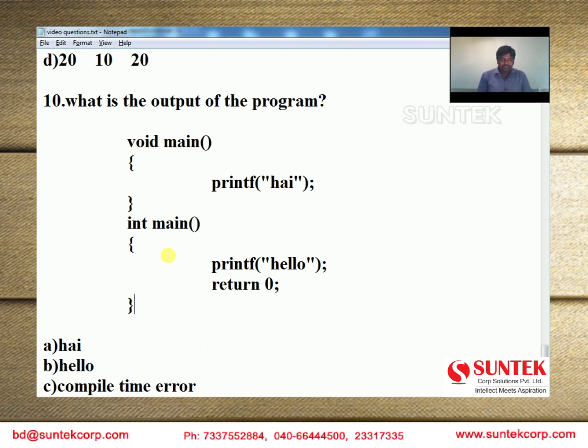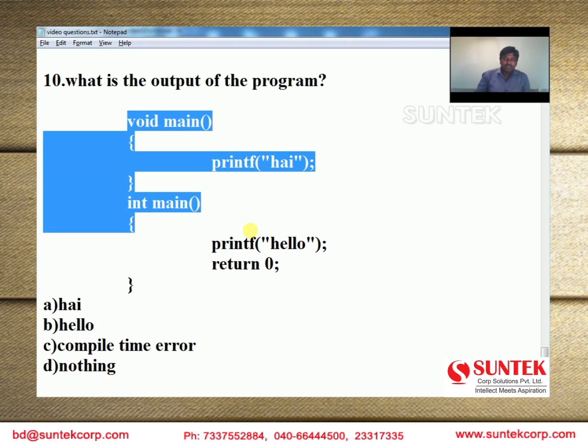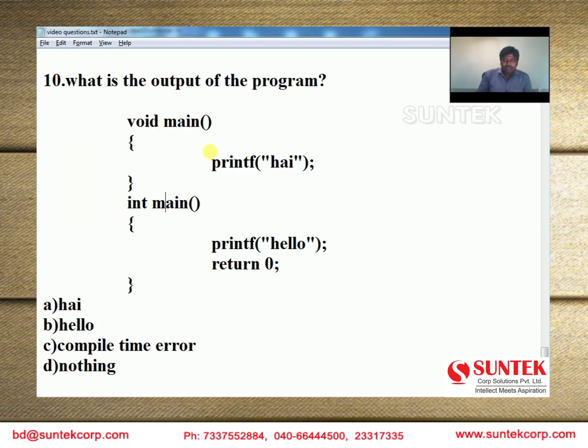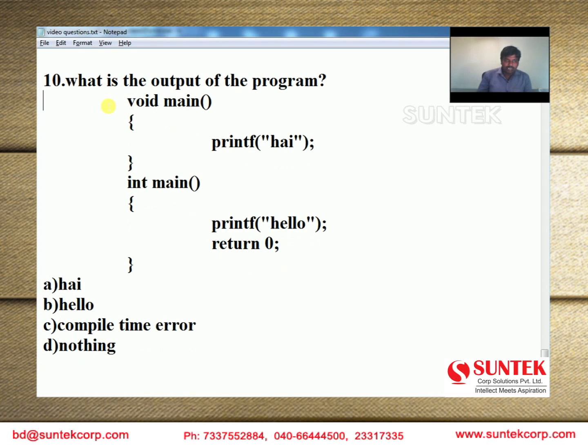Next question. What is the last one? Right. void main, printf of I, int main, printf of hello. In the interview, in the technical round, from the TR point of view also, it is an important question. Void main, int main, two main functions are there. Which main function will be executed? This way you can ask, or can you overload the main function? Can we overload the main function? This way also we can ask.